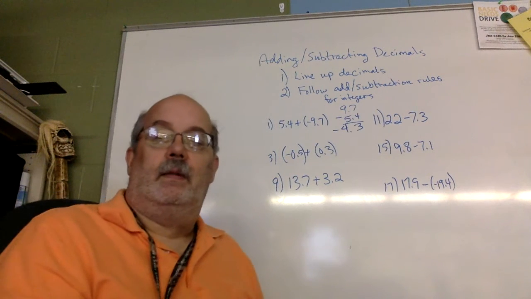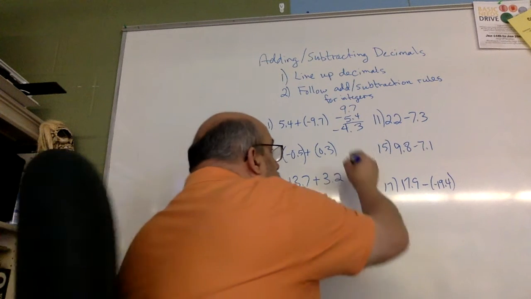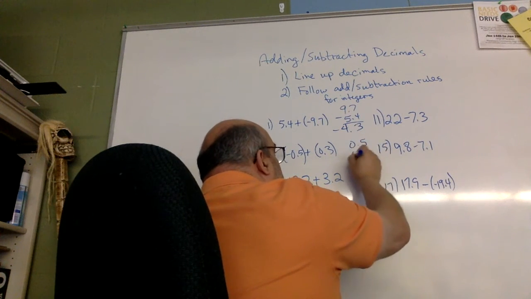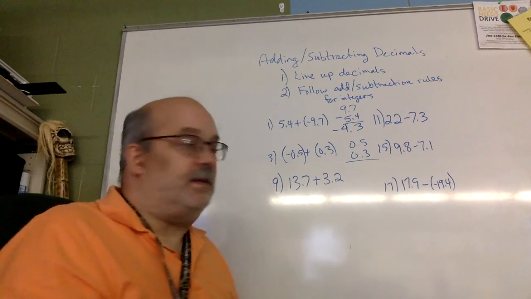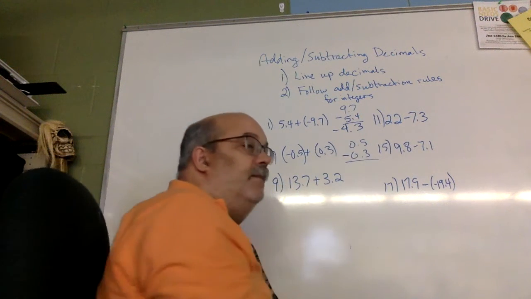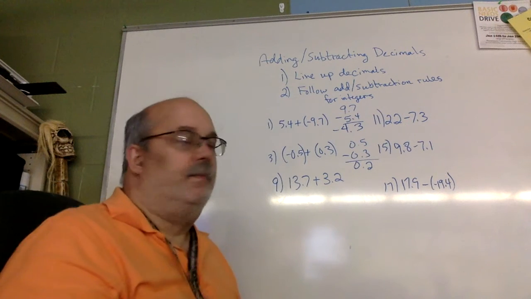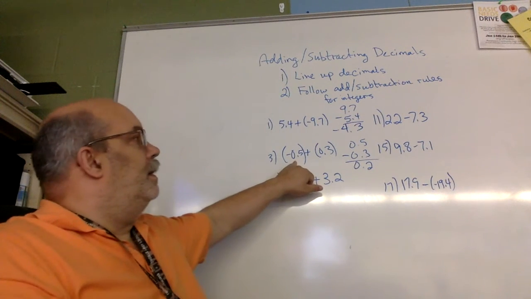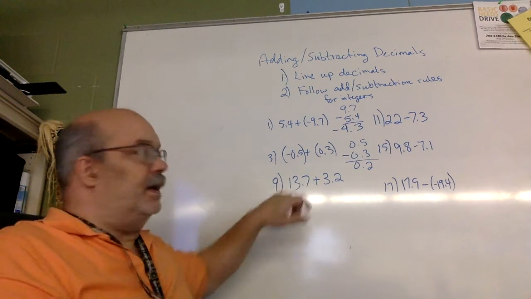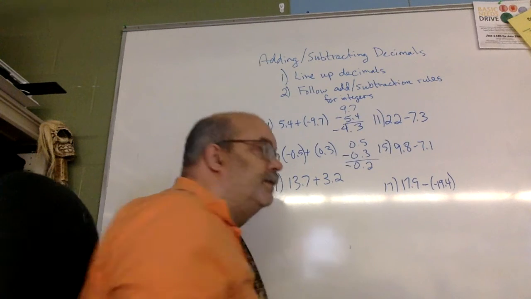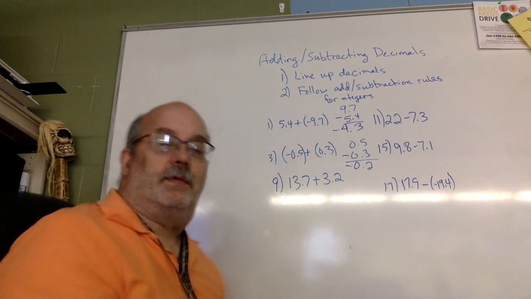Next problem. Negative 0.5 plus 0.3. They're different, so we're going to subtract them. 5 minus 3 is 2. So I get 0.2. 0.5 is larger than 0.3, so we're going to take the negative. Negative 0.2.